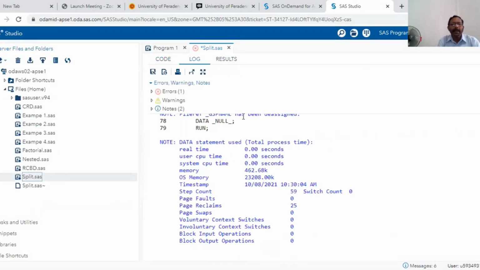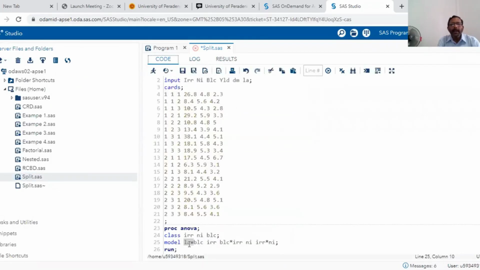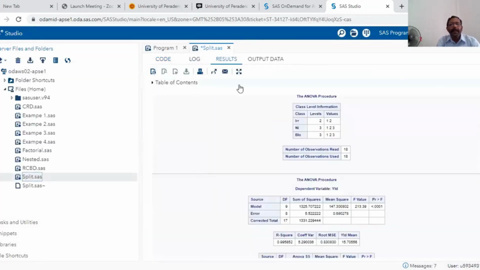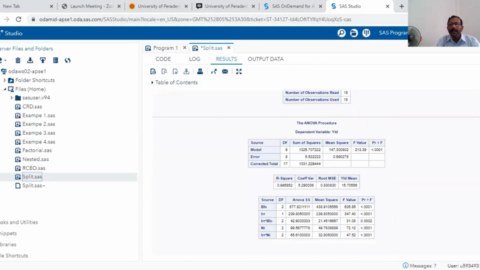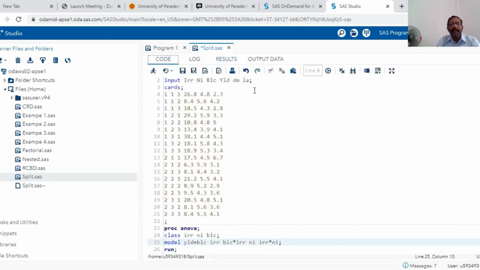Sorry, something went wrong maybe. Normally, no harm with LA. Did I do anything wrong? Something is wrong. LA, yield. Let's run. Yeah, that is coming. Yield is coming. So likewise, when you do it for yield, it gives the answer, the ANOVA, for only yield. It will not harm anything with the other dry matter or leaf area, right?